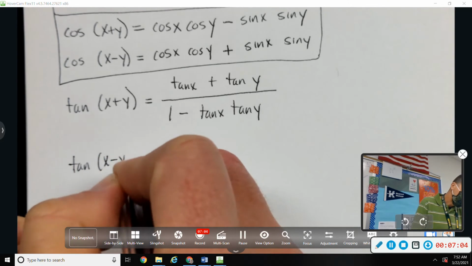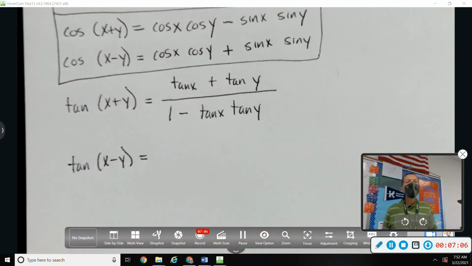And then tangent of x minus y. The only thing we did was change the plus to a minus. So the only thing we'll do on the other side is change the minuses to pluses and pluses to minuses.